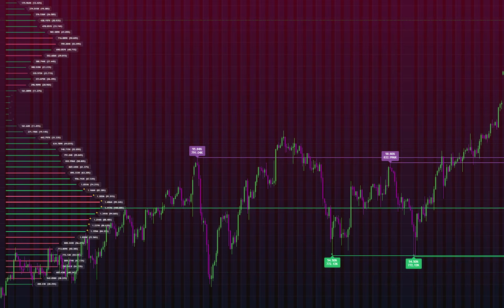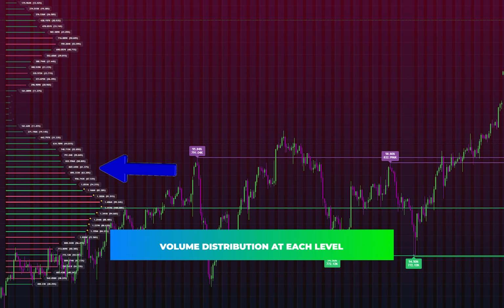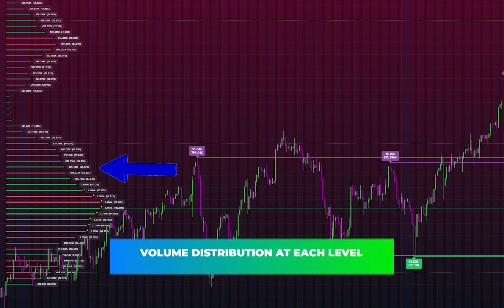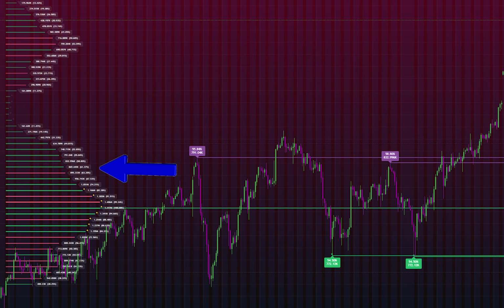Once loaded on your chart, you'll first notice the volume profile on the left side of the price. It's displayed as horizontal bars showing volume distribution at each price level. But here's what makes it unique. Every single bar is colored by delta. Green bars mean buyers dominated that price. Red bars mean sellers controlled the action. This immediately tells you who won this battle at each level.